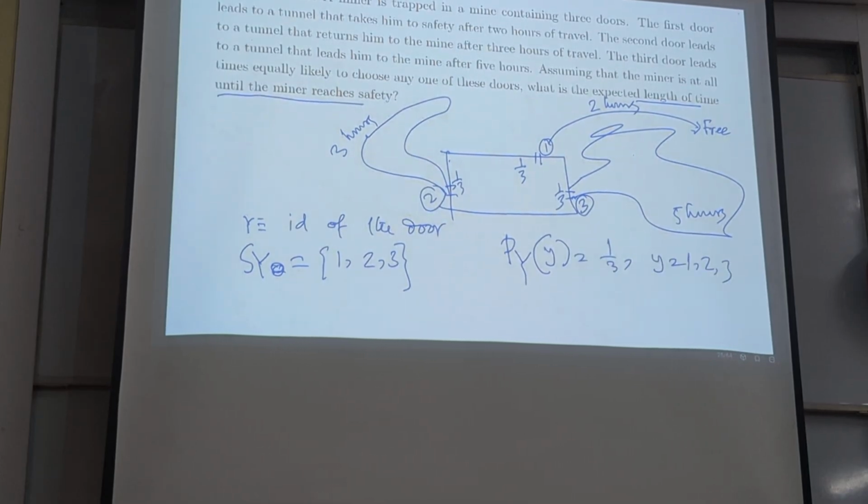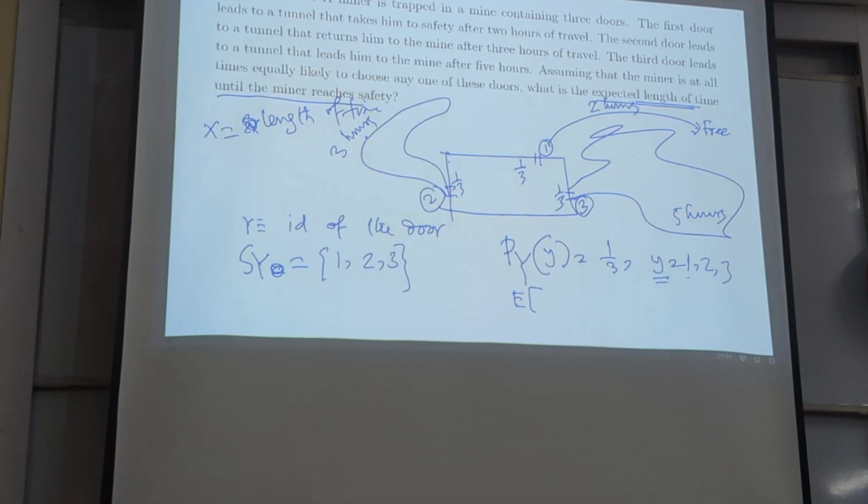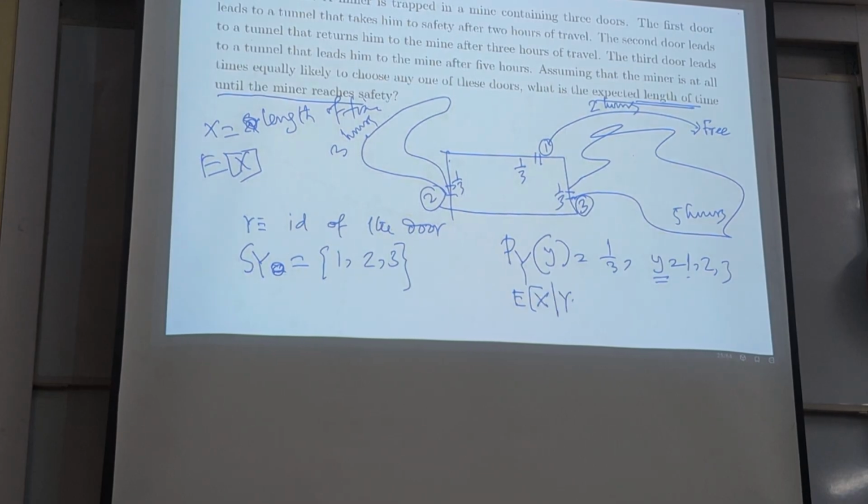Now, once we have this, given Y equal to 1, what is the expected time that it needs? Let's say X is the expected length of time. Then our goal is to find out X. We are interested in calculating the expected value of X, so E of X given Y equal to 1. What is it? If he chooses door 1, the expected time it needs is 2 hours.